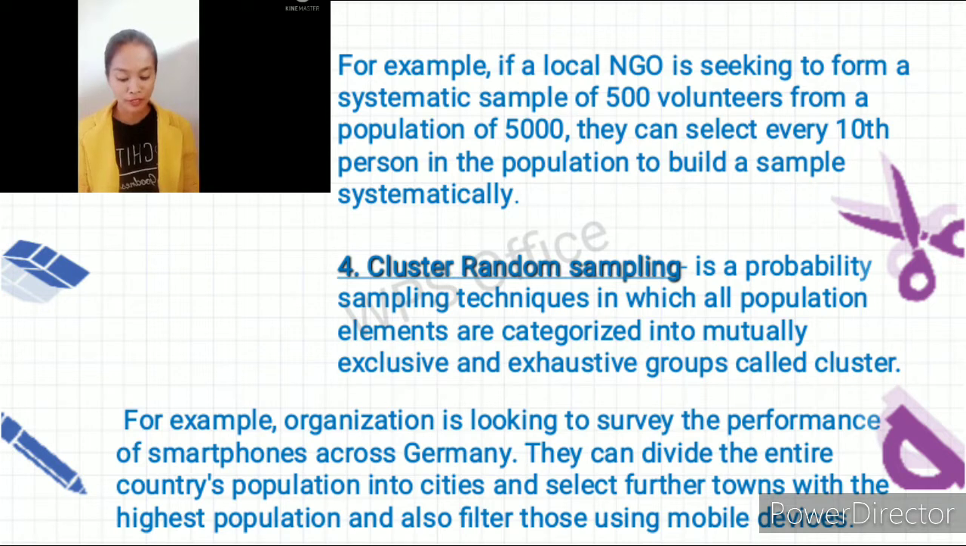There are types of cluster sampling. First is single stage cluster sampling. Second is double stage sampling. Third is multi-stage sampling. So, single stage cluster sampling is where you collect data from every unit within the selected clusters. Then, double stage sampling, you select a random sample of units from within the cluster. So, lastly is multi-stage sampling. You repeat the procedure of randomly sampling elements from within the cluster until you have reached a manageable sample.